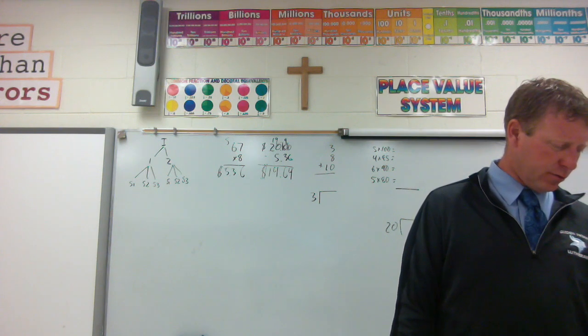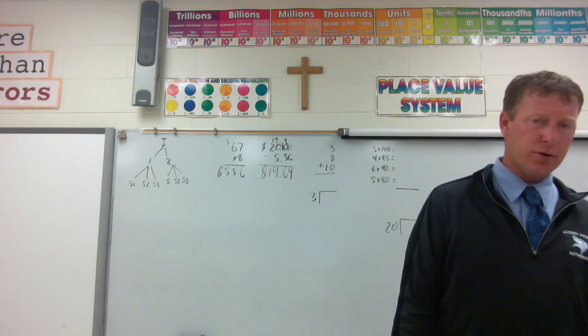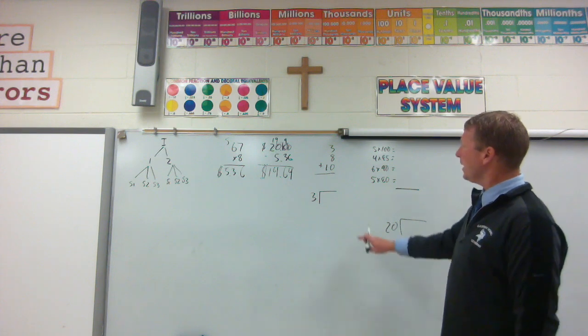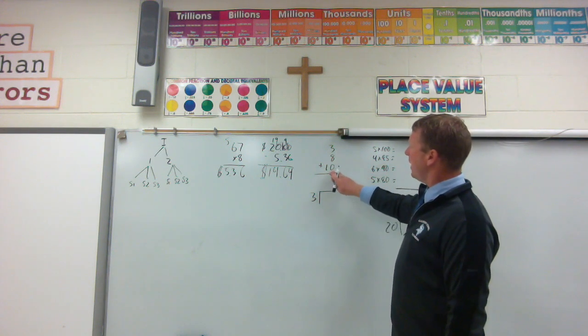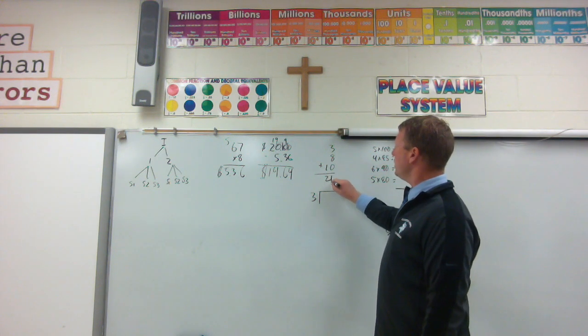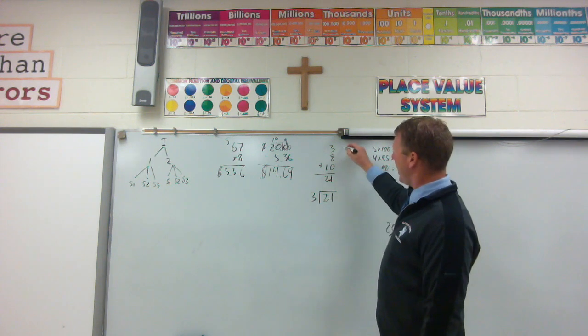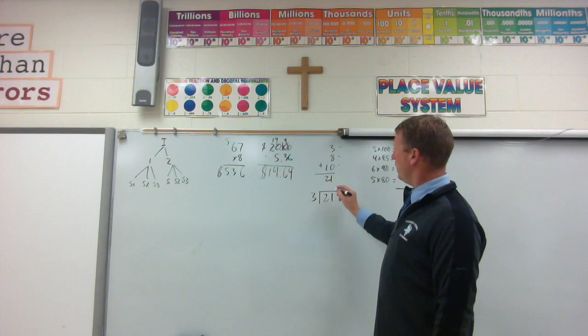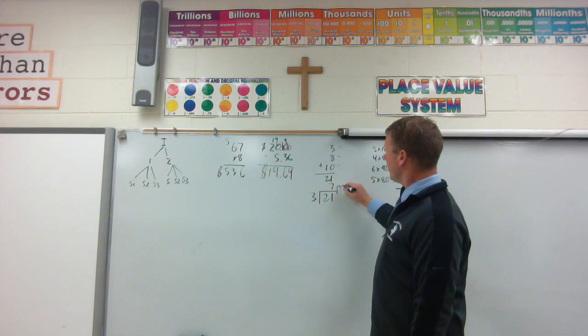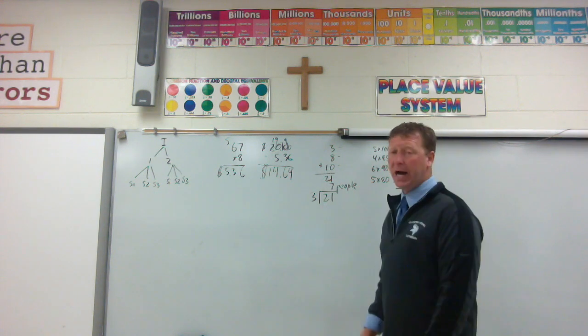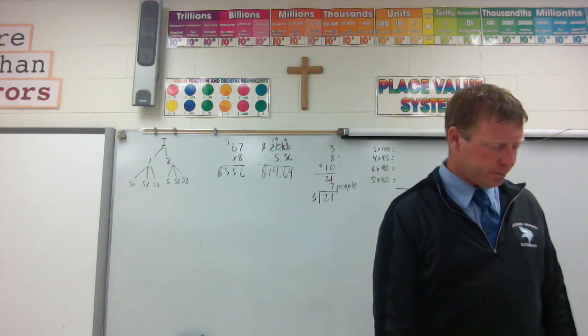Example 2 says, when people were seated, there were 3 in the first row, 8 in the second row, 10 in the third row. What was the average number of people in each of the 3 rows? Step 1, I need to add. 3 plus 8 is 11, plus 10 is 21. Then I take my 21, I divide it by how many I had. 1, 2, 3. 21 divided by 3 is 7. There are 7 people on average in each row.